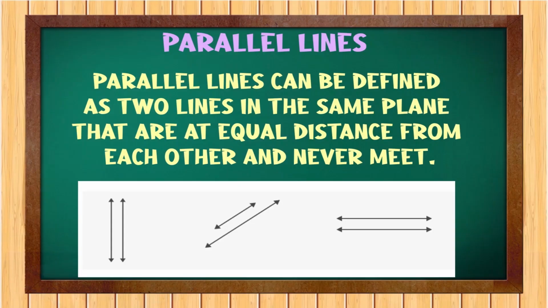Let's discuss parallel lines. Parallel lines can be defined as two lines that run in the same plane and that are at equal distance from each other and they never meet. Therefore, parallel lines run in the same direction. They have an equal distance, meaning the space between them is equal, and they never touch or meet. So we can have vertical parallel lines, diagonal parallel lines, and horizontal parallel lines.